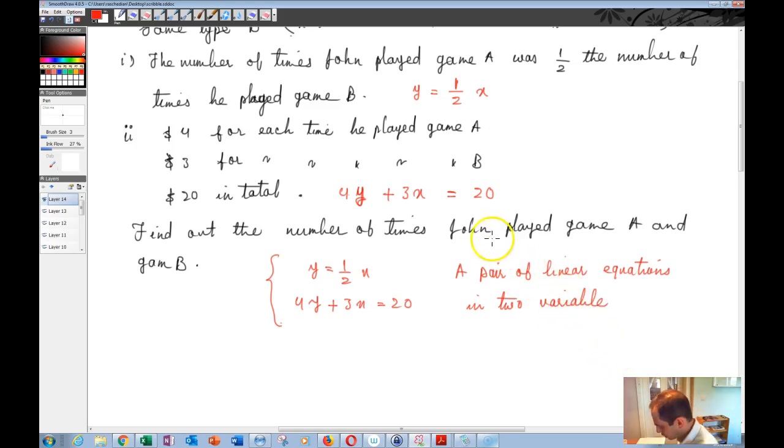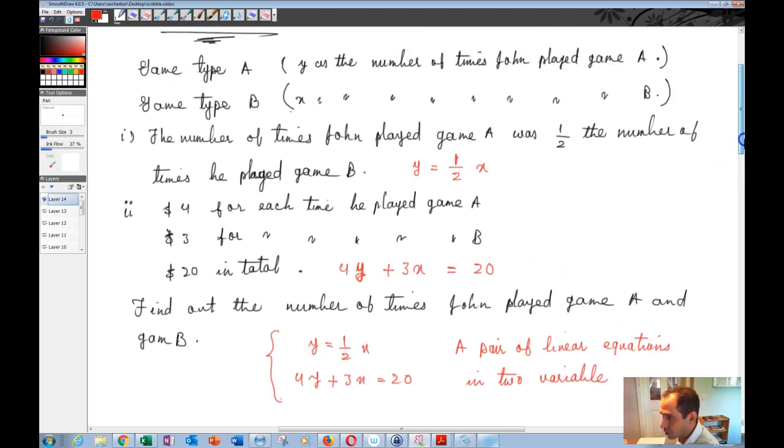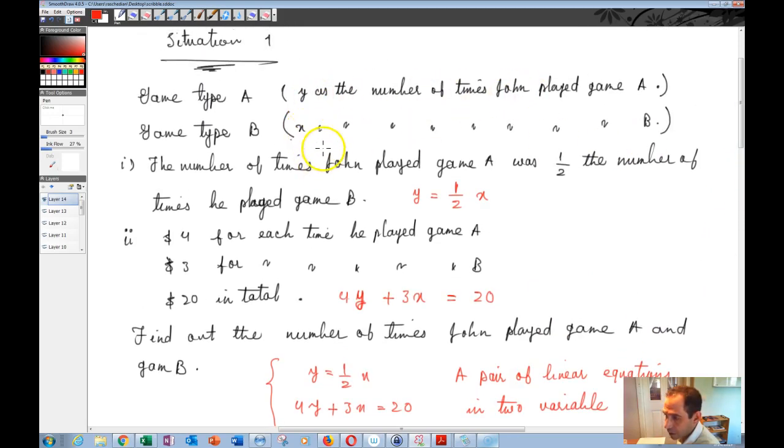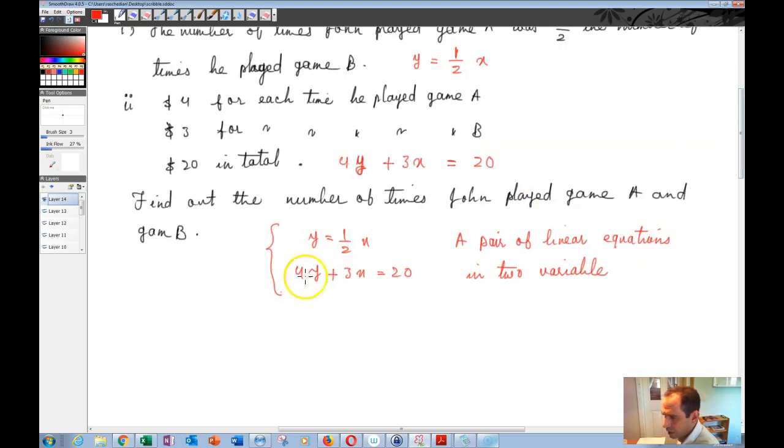And you already know the reason why, because both of them are about the same situation, and you have the same two variables in both of the equations, and both of these variables are representing the same thing, the same phenomenon, meaning that x is consistently representing the number of times he played game B, y is representing the number of times he played game A, and so on and so forth. You can call this system of equations a pair of linear equations in two variables.